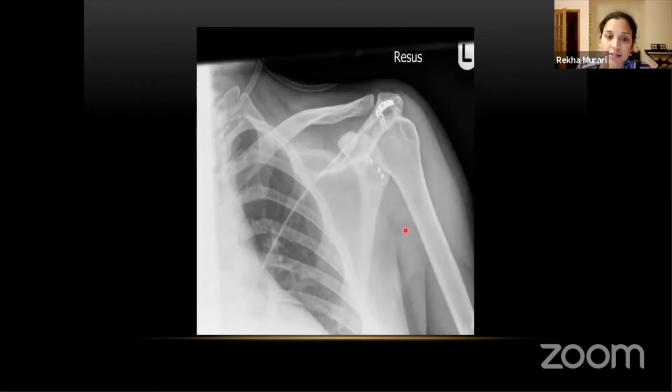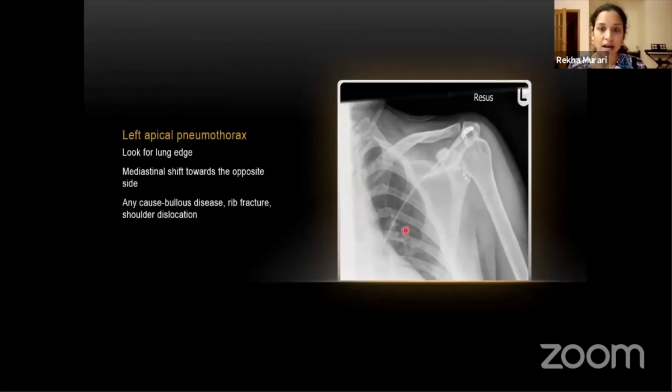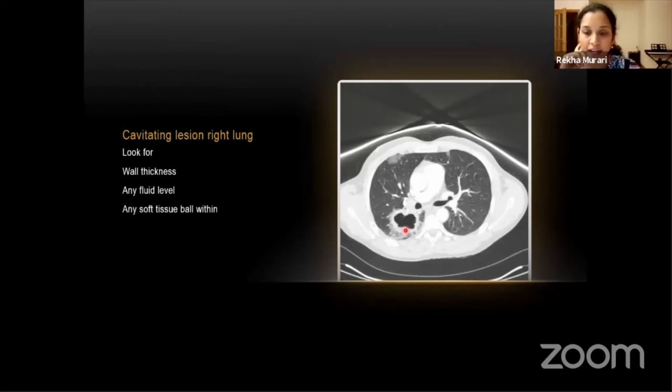So can anybody spot the abnormality? I think with the projection of the X-ray, you should be already able to guess what I'm looking for. Somebody has mentioned the previous, could it be a bulla? And the answer is unlikely, because if you see, it's got such a thick wall, and bullae don't have thick walls. They have a very, very thin wall.